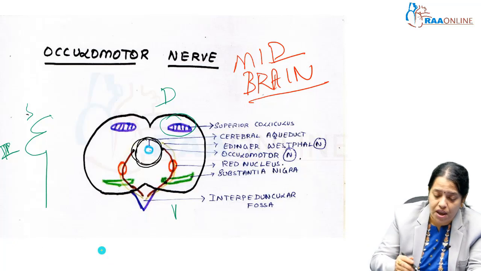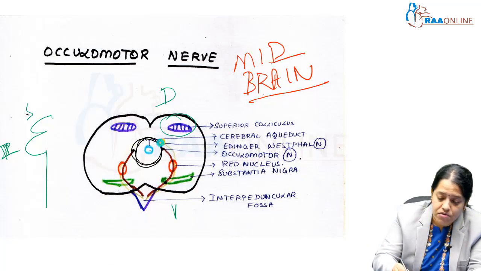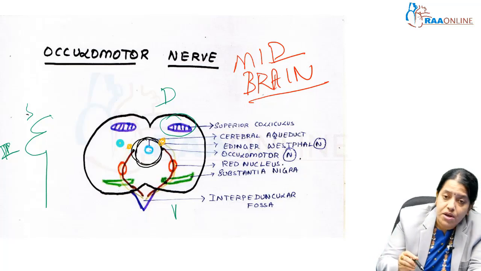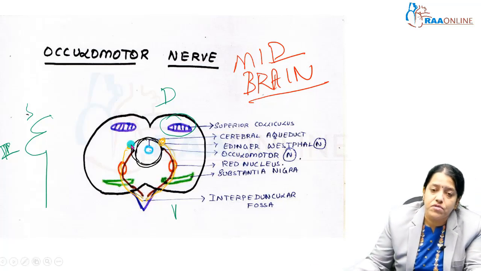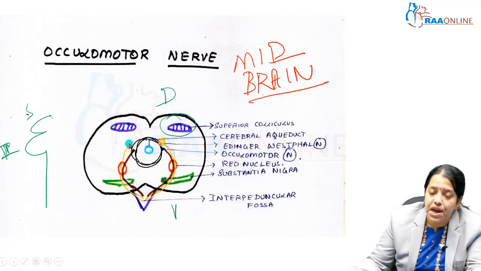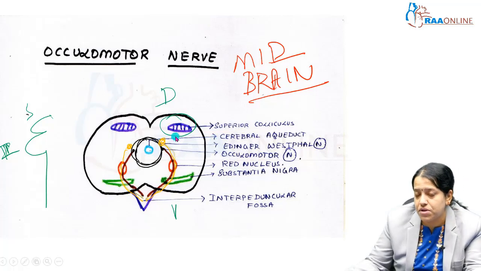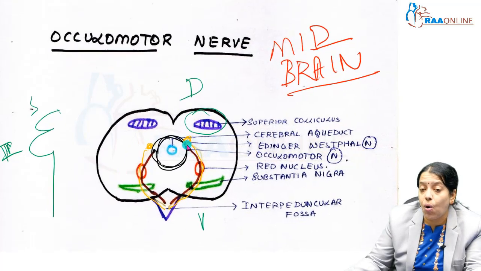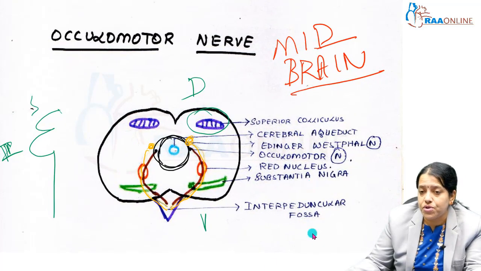So let me draw the Edinger-Westphal nucleus properly. So this is the Edinger-Westphal nucleus which is on both the sides. Okay, and it will actually come down like this and cross along with the motor fibers. So this is the Edinger-Westphal nucleus, which is on the periaqueductal gray matter at the level of the superior colliculus in the midbrain, the place where the origin of the oculomotor nerve is happening.